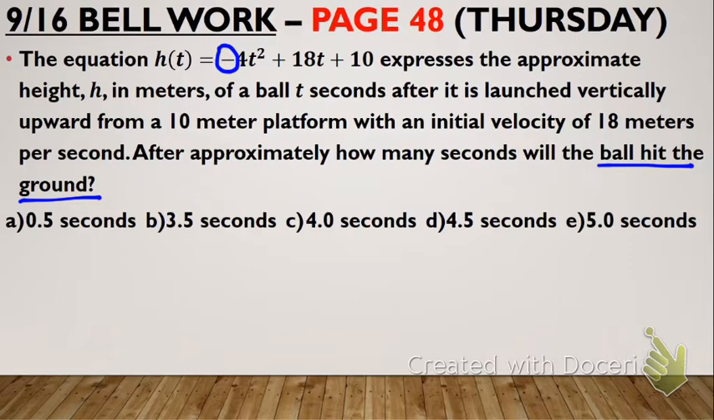It'll be reflected over the x-axis, so it's going to open down, which makes sense when we're talking about a ball in the air, right? What goes up must come down. So our parabola has this kind of a shape to it.